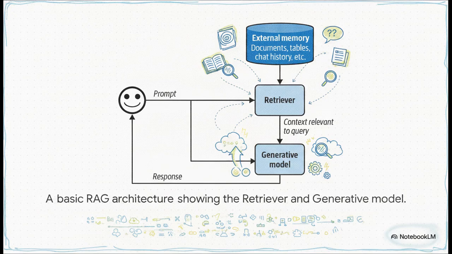The elegance of RAG is that it introduces this brilliant two-step process to solve the bottleneck. When a user sends a prompt, a retriever first takes that prompt and searches through your external memory, so things like documents, tables, or chat history. It fetches only the absolute most relevant chunks of data. Then, and only then, it passes both the original prompt and that newly retrieved context to the generative model, which actually crafts your final response.